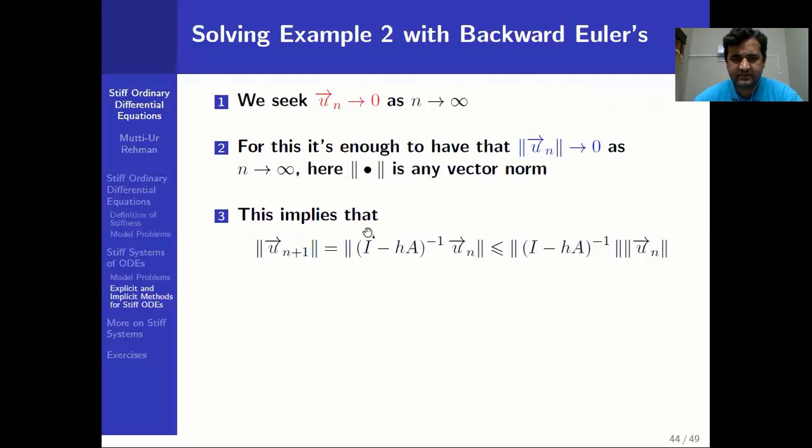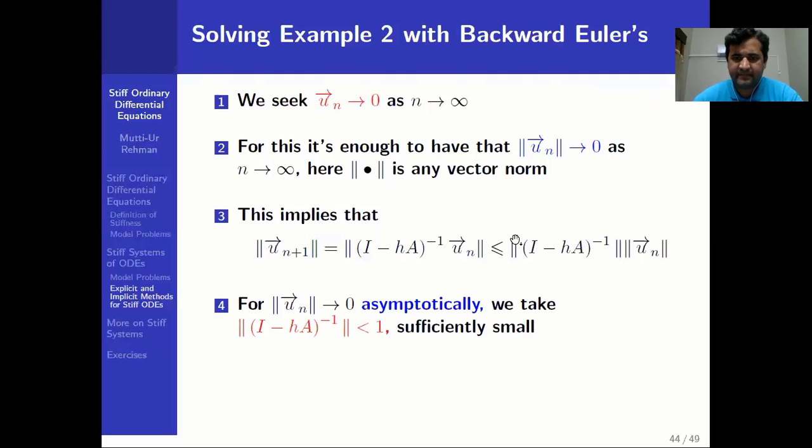So you see that I apply the vector norm, and then this is a matrix times vector. So I can use the property, and I will arrive at this step. This we have already seen in the course of linear algebra and advanced linear algebra. Okay, and then the point is, for this to have asymptotic behavior, this must be strictly less than 1. Of course, it should be a very small number.